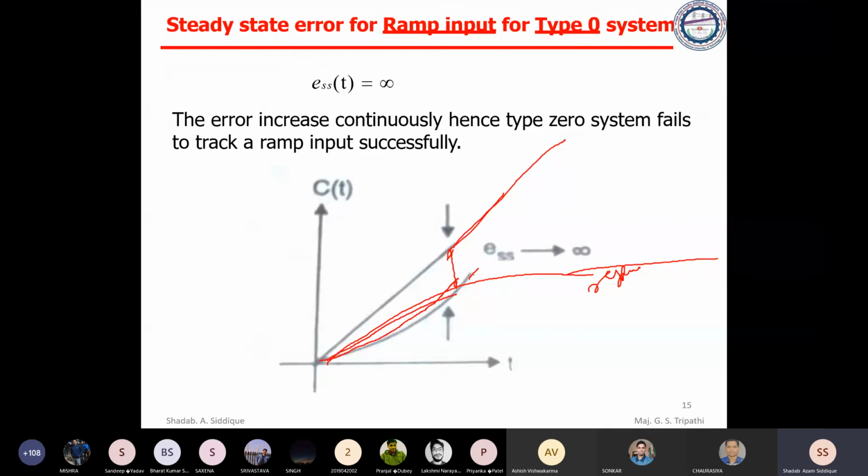The response we drew earlier was wrong. That was like this; we had written the same figure. That was like this.